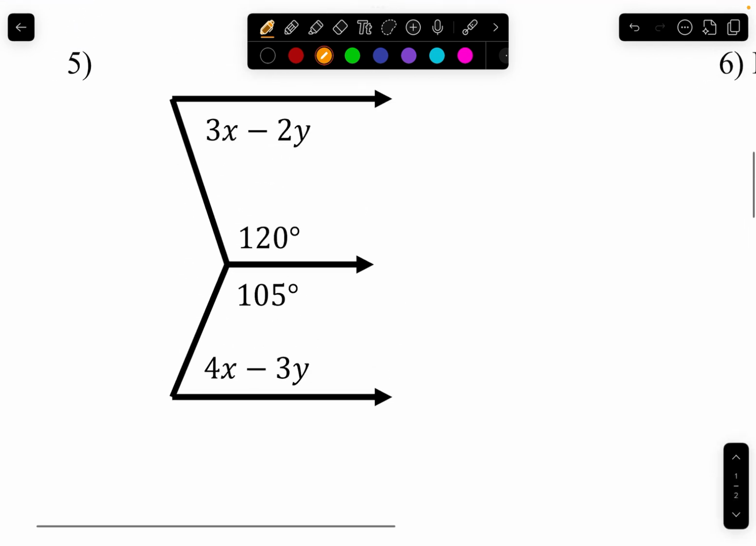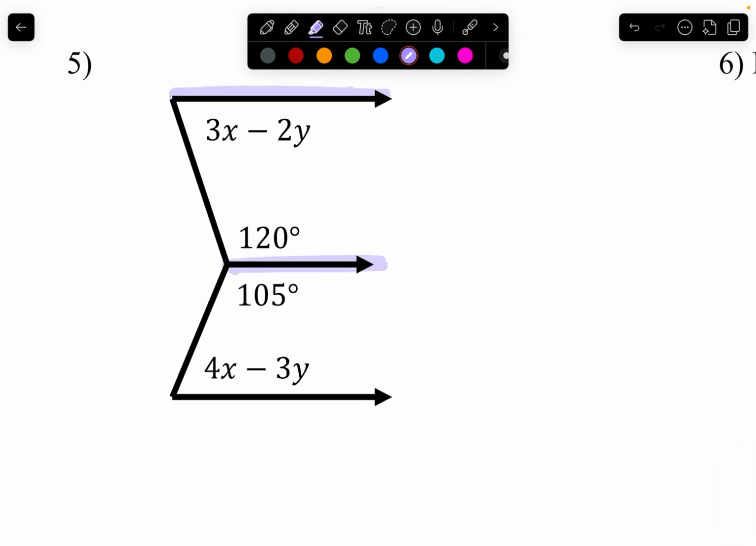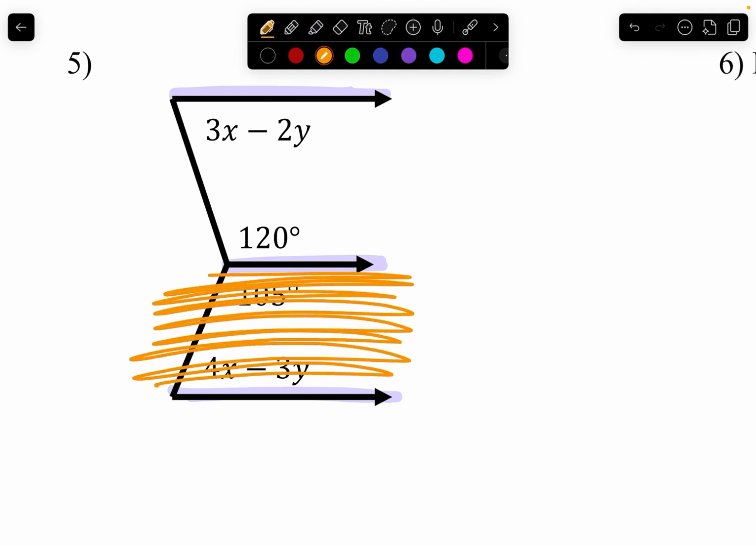When you look at number 5, we have parallel lines. This line and this line are parallel. When you have parallel lines, you have angle pairs. So what we're trying to figure out is what relationship those two angles in the top and in the bottom half have. I'm just going to ignore the bottom part of this for now, and I want to look at 3x minus 2y and 120 and figure out what the angle pair is.